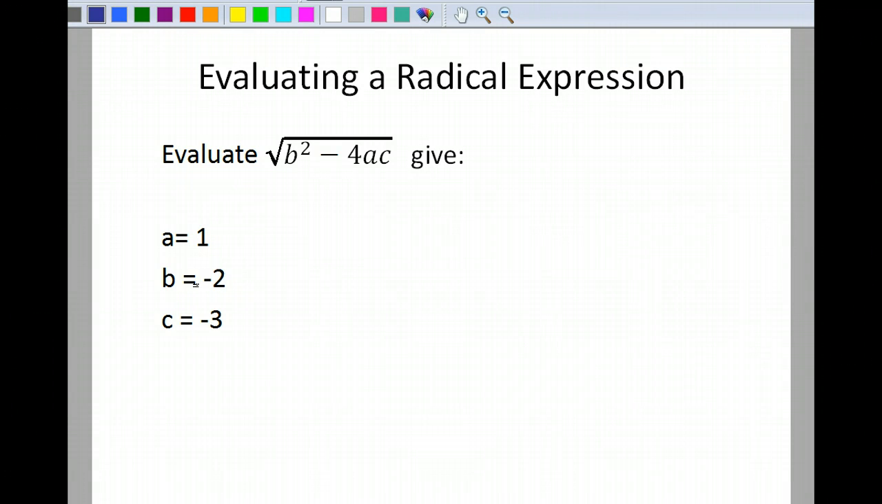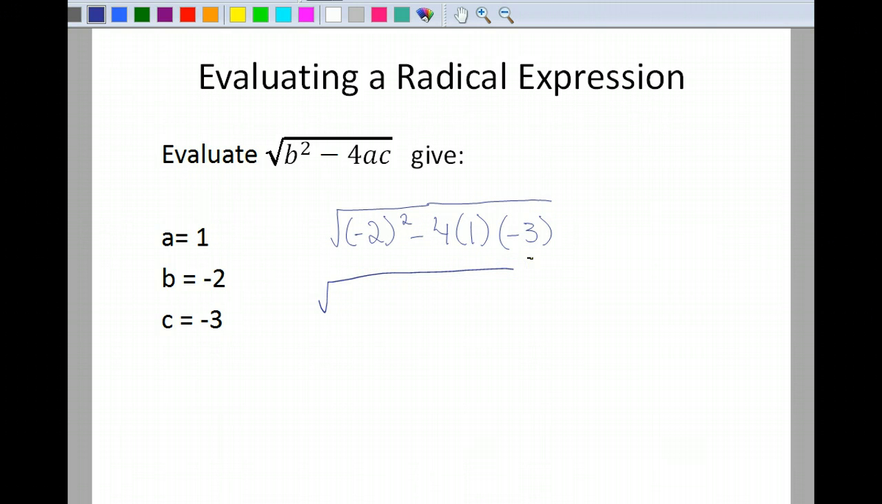So you've got your numbers a, b, and c. So we're going to say, okay, I've got the square root of negative 2 squared minus 4 times my a value, which is 1, times my c value, which is negative 3. Got to make sure that my radical goes all the way over all of that. Okay, so now I'm just going to go through and I'm going to evaluate this by hand. I'm not going to plug it into my calculator until the very end. And then only if I need to.